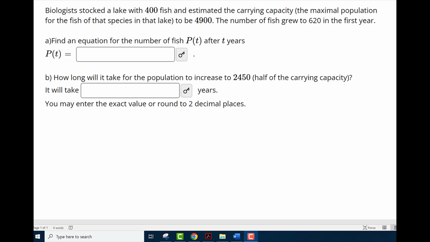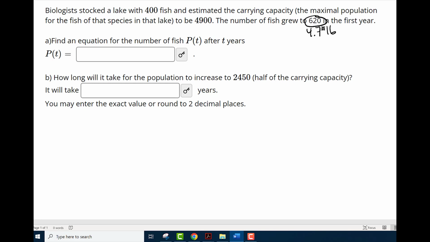Okay, this is number 16. I think it's 4.7, number 16. Okay. Biologists stocked a lake with 400 fish and estimated the carrying capacity, the maximum population for the fish of that species in the lake, to be 4,900. The number of fish grew to 620 the first year. That's a big hint. Find an equation for the number of fish, P of t, after t years.